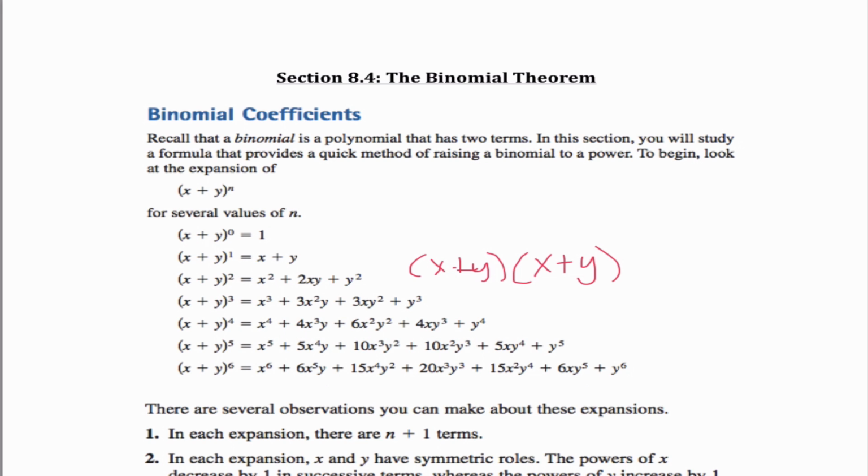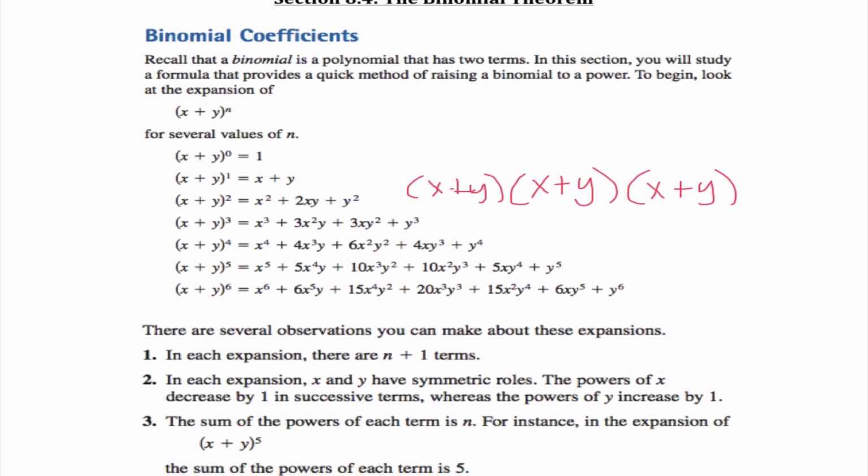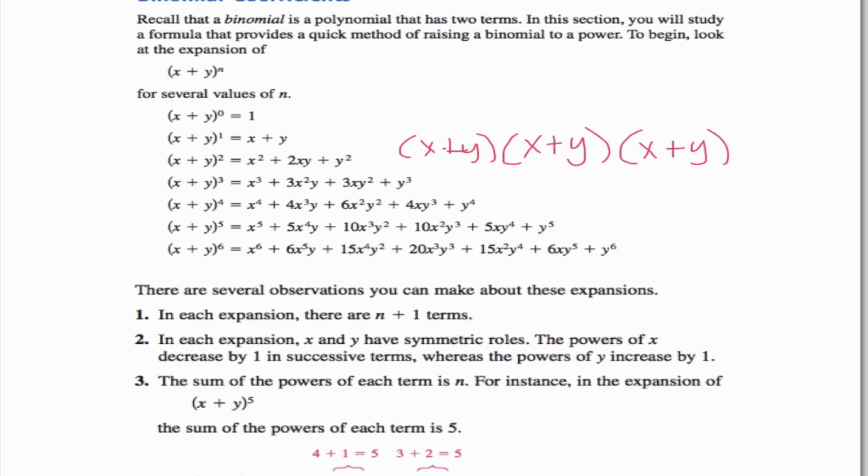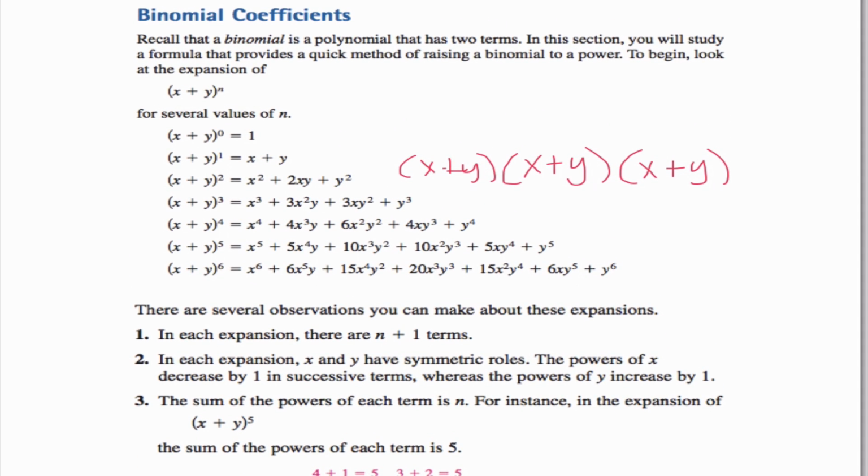Now, these three aren't that tough, but all of a sudden when I get x plus y cubed, that means I'm going to have to FOIL these two binomials and then multiply it by another x plus y. And we can just see that gets more and more difficult as we continue on. We would have to do more and more work. So what I want to show us, there are actually several observations that we can make about these expansions.